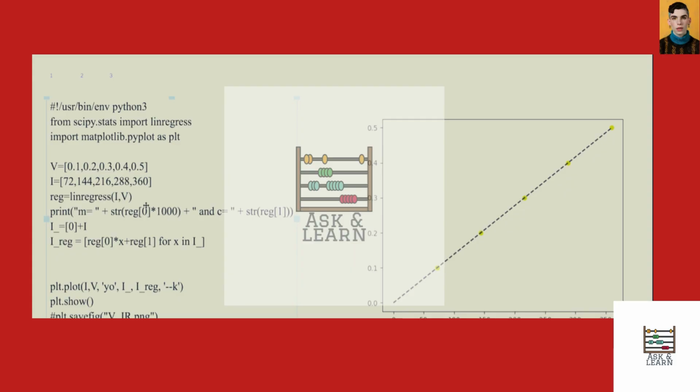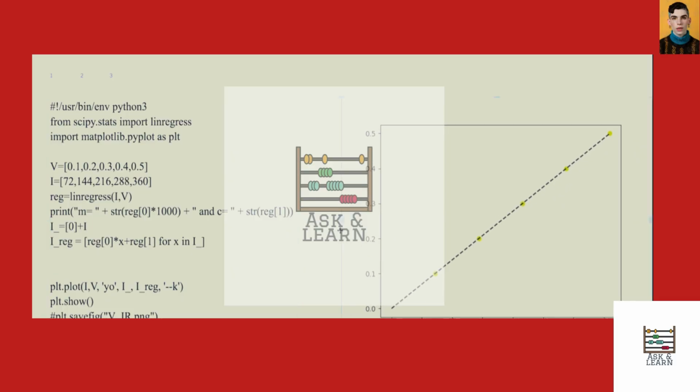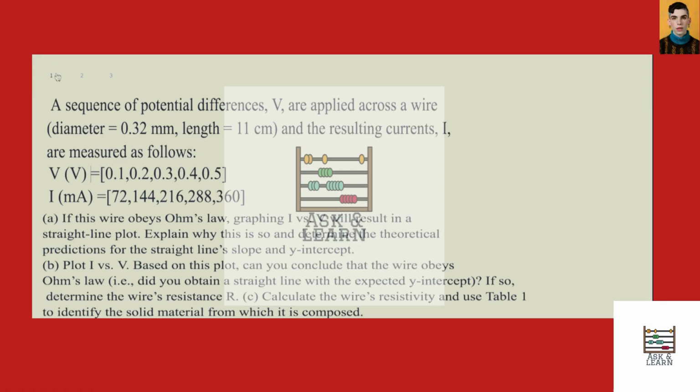This returns a slope that needs to be multiplied by 1,000 because I haven't accounted for the units when typing this in. This is milliamps, so that's why we've multiplied by 1,000. And the results come out as a slope of 1.4, and the intercept is at 0. So yes, we can conclude that this wire satisfies Ohm's law.